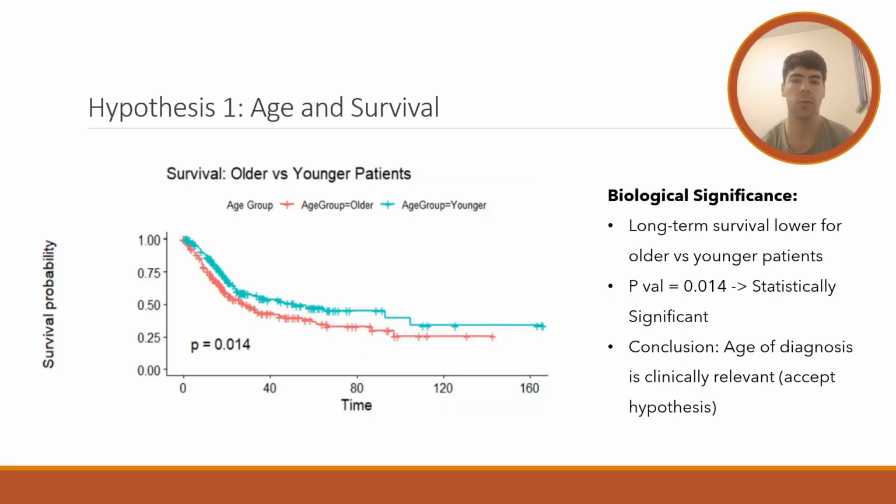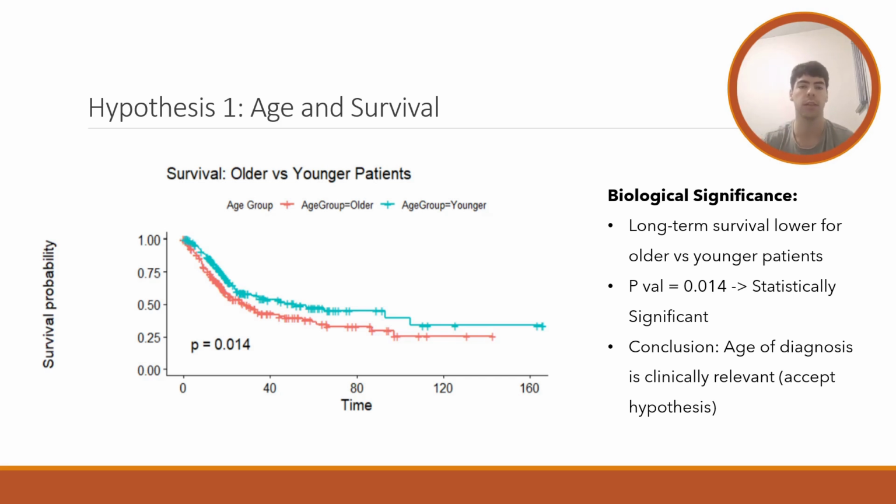For hypothesis 1, we examined whether a patient's age at diagnosis influences their overall survival. To test this, we used clinical patient data and split patients into younger and older groups based on the cohort's average age.